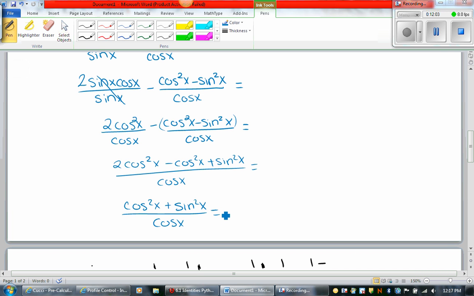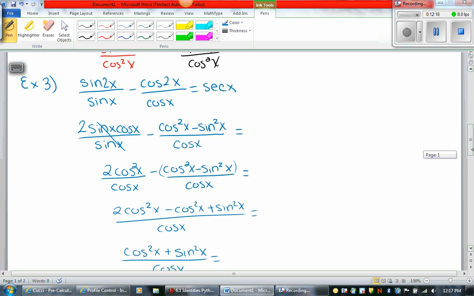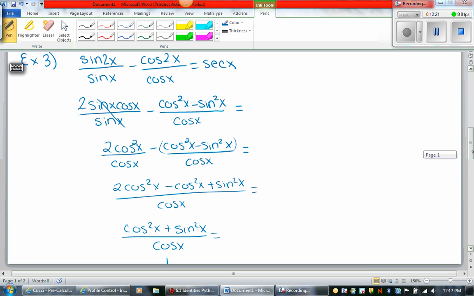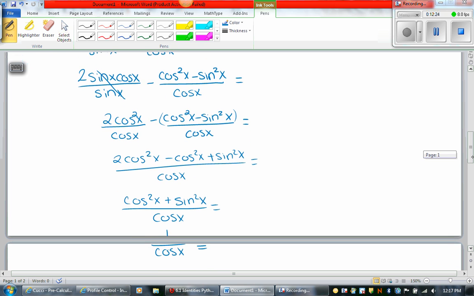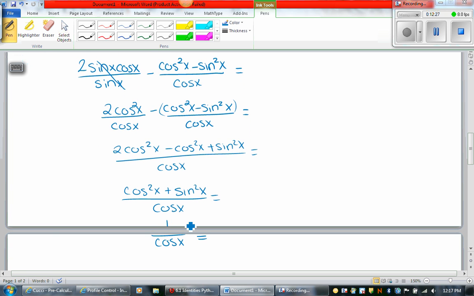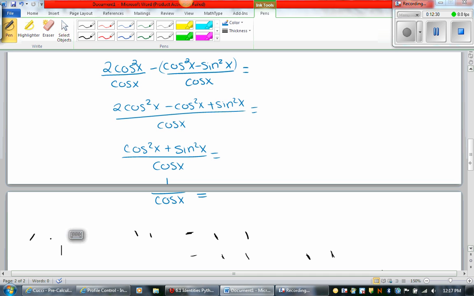And then cosine squared x plus sine squared x, we know is the Pythagorean identity. That's going to equal 1. So I wind up with 1 over cosine x. So the right-hand side of this equation was secant. We were trying to take the left-hand side and simplify it or manipulate it to equal secant x. 1 over cosine is the reciprocal. So we can go ahead and say that 1 over cosine equals secant. Or in other words, we have proved our identity, or secant x equals secant x.